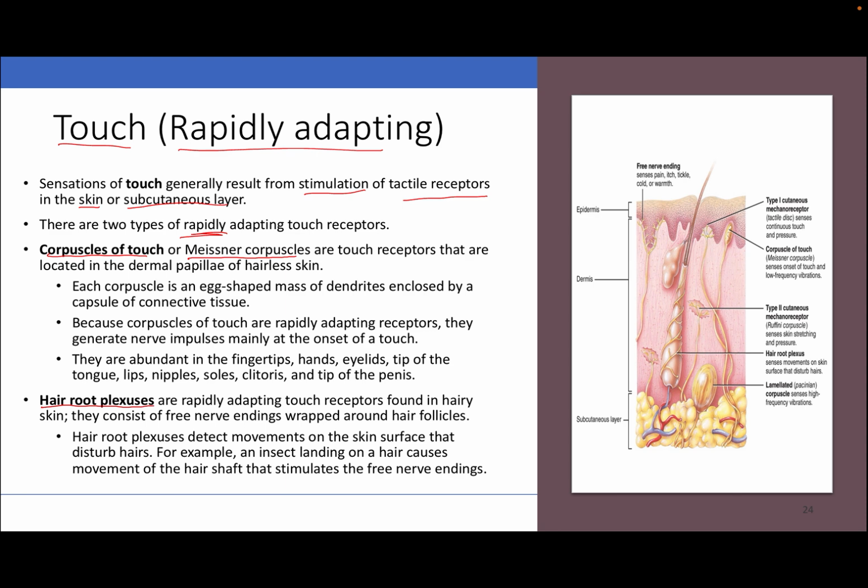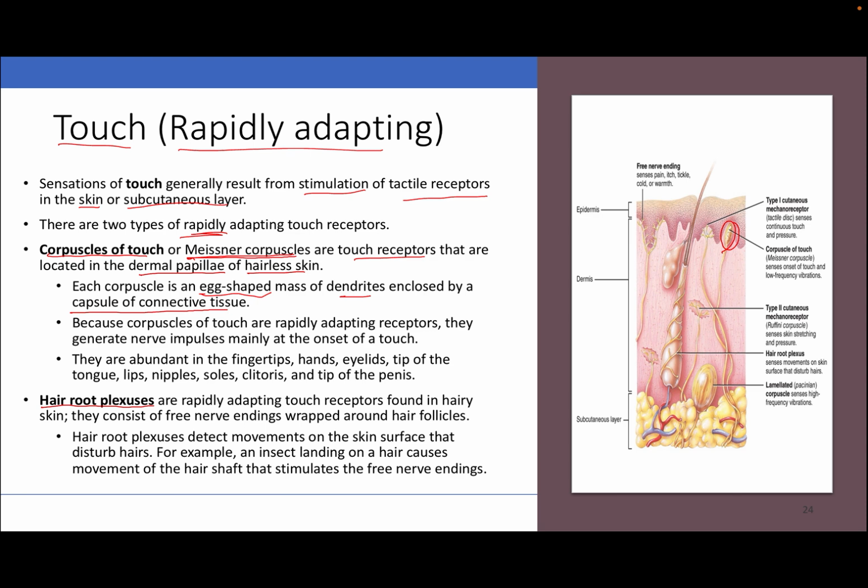All right? Now, our corpuscles of touch, Meissner's corpuscles. This is a potato-potato situation. They're the same thing. Be aware of both names. They are both used frequently now, or still. So these are going to be our touch receptors that are located in the dermal papilla of our hairless skin. Now, each corpuscle is going to be kind of an egg-shaped mass of dendrites, we can see it right here, that's enclosed by a connective tissue capsule, because again, this is going to be an encapsulated nerve ending.